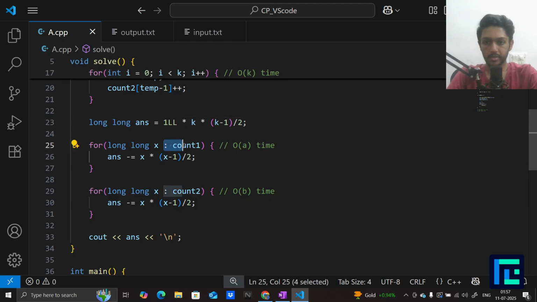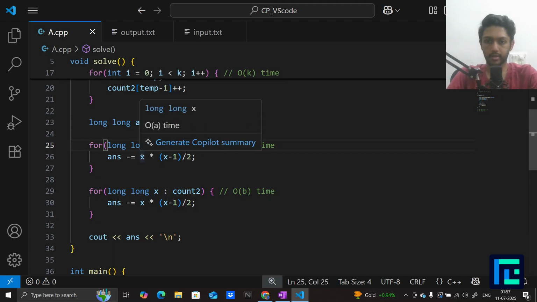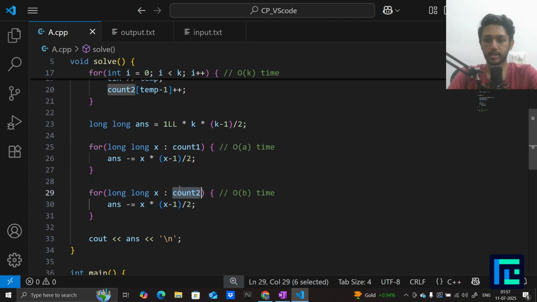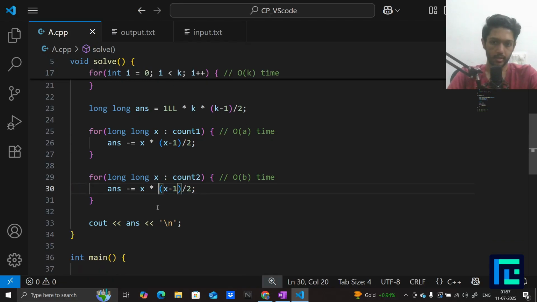And for all the boys, the frequency I'm taking in this x variable, and I'm subtracting xc2. Okay. And similarly for all girls, I'm also subtracting xc2, right? And finally I am printing the answer.